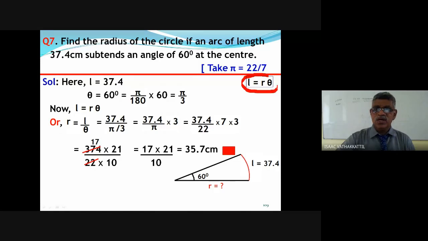Okay, sir. Valid only when theta is in radians. If theta is in degrees, the formula is different. The area and length of arc we are solely taking in terms of radians. Degree is the same thing, but the formula is different. L is equal to pi r theta by 180, and area is equal to that. That we don't need now. Here we have L equal to r theta and area equal to half r square theta. Only thing is theta is in radians. Okay, shall I proceed? Yes, sir.